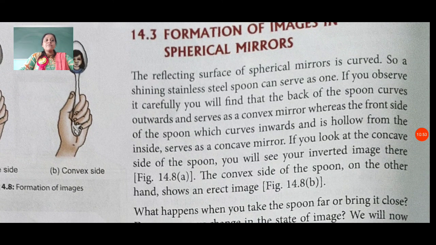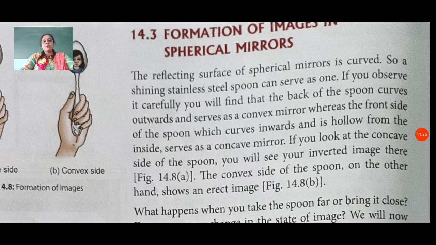If you observe it carefully, you will find that the back of the spoon curves outwards and serves as a convex mirror, whereas the front side of the spoon, which curves inwards and is hollow from the inside, serves as a concave mirror. Inside, concave mirror, and outside, convex mirror. If you look at the concave side of the spoon, you will see your inverted image there.